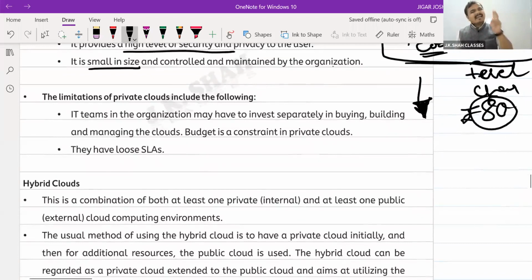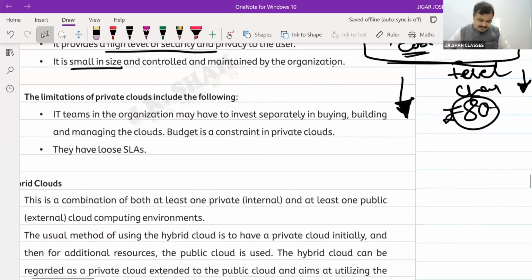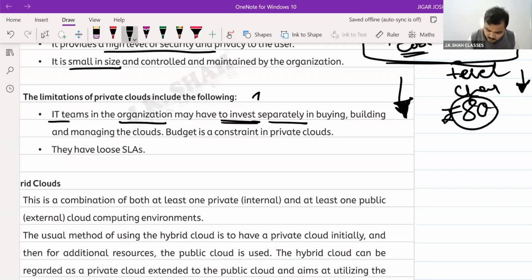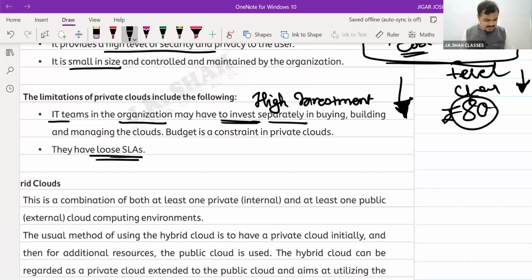Yes, my dear student. Limitation is two. Private cloud: tremendous cost is involved for setting up. You know, 24 by 7 electricity, 24 by 7 cooling facility, 24 by 7 security people. So the IT team of the organization would have to invest separately, people. So one major drawback is that it demands high investment. And second thing, people, they have loose SLA. They have what, people? Loose SLA. Am I very clear to all? Yes, sir.